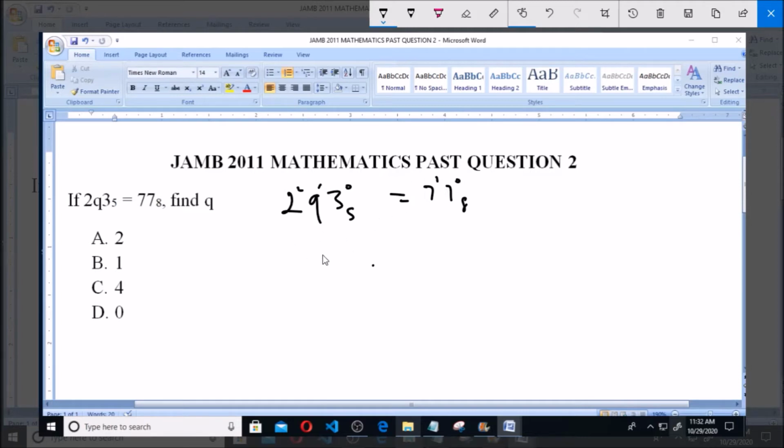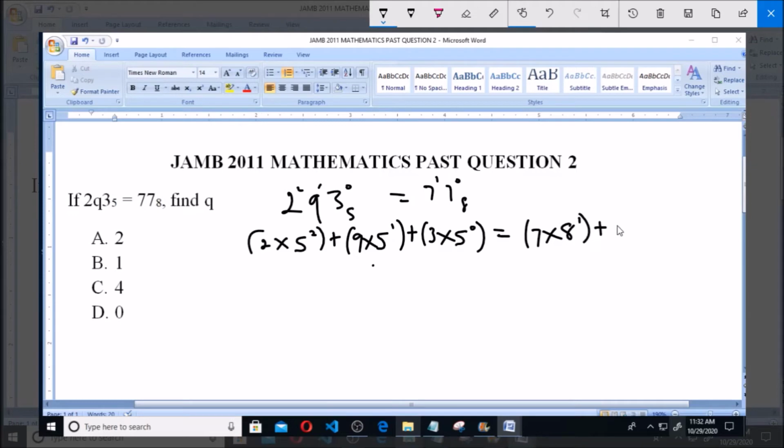So by converting to base 10 we'll have 2 multiplied by, since the base here is 5, 5 raised to the power of 2, plus q multiplied by 5 raised to the power of 1, plus 3 multiplied by 5 raised to the power of 0, equals 7 multiplied by 8 raised to the power of 1 plus 7 multiplied by 8 raised to the power of 0.